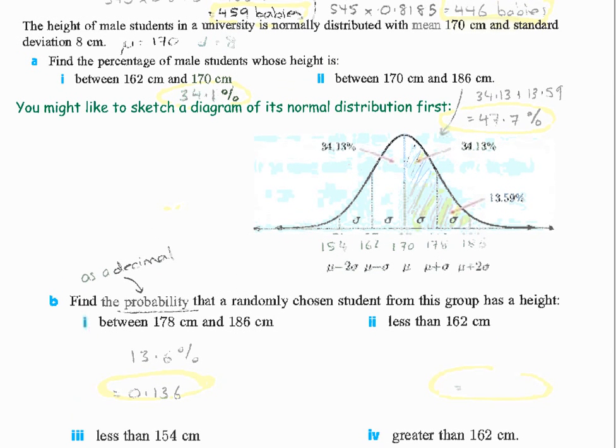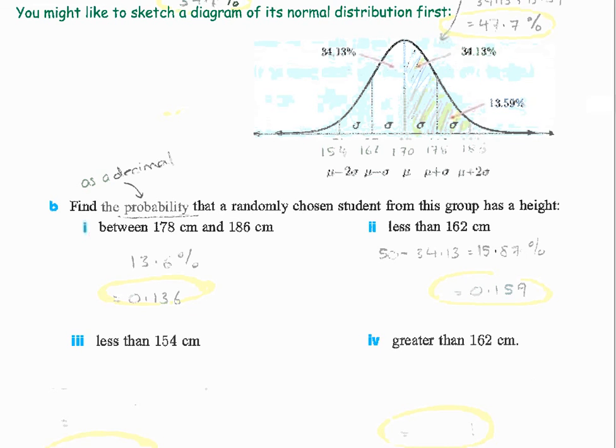Less than 162, meaning this percentage here plus this percentage here plus this percentage here. Or you could think of it even easier. Remember, the mean splits it in half, 50%, 50%. So less than 162 would be 50%, which is this whole area here, minus that area there. So that's sometimes a bit easier. So 50 minus 34.13 tells you what's remaining over here. 15.87 divided by 100, you get 0.159 or 0.1587.